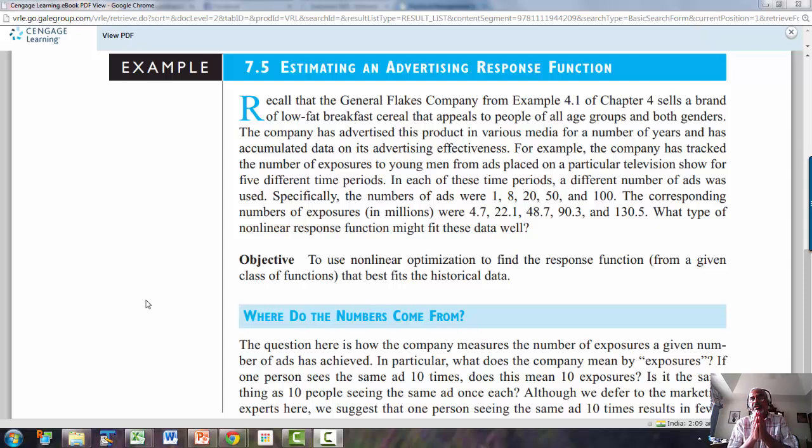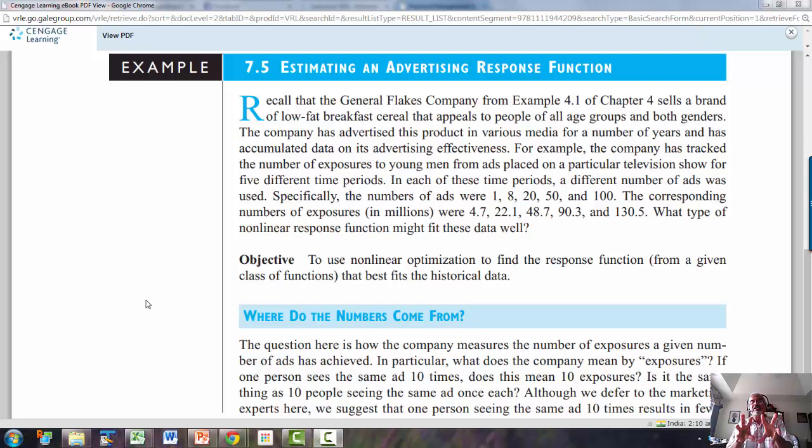Now we're going to look at the exposure units being generated as a nonlinear function. If you use a particular demographic group and run X number of advertisements, how many exposures will you get? In the previous case, we assumed it was linear. So what if it is nonlinear? Because the more you advertise, the effective exposure units you get will taper off. So what is the effective exposure we will have?